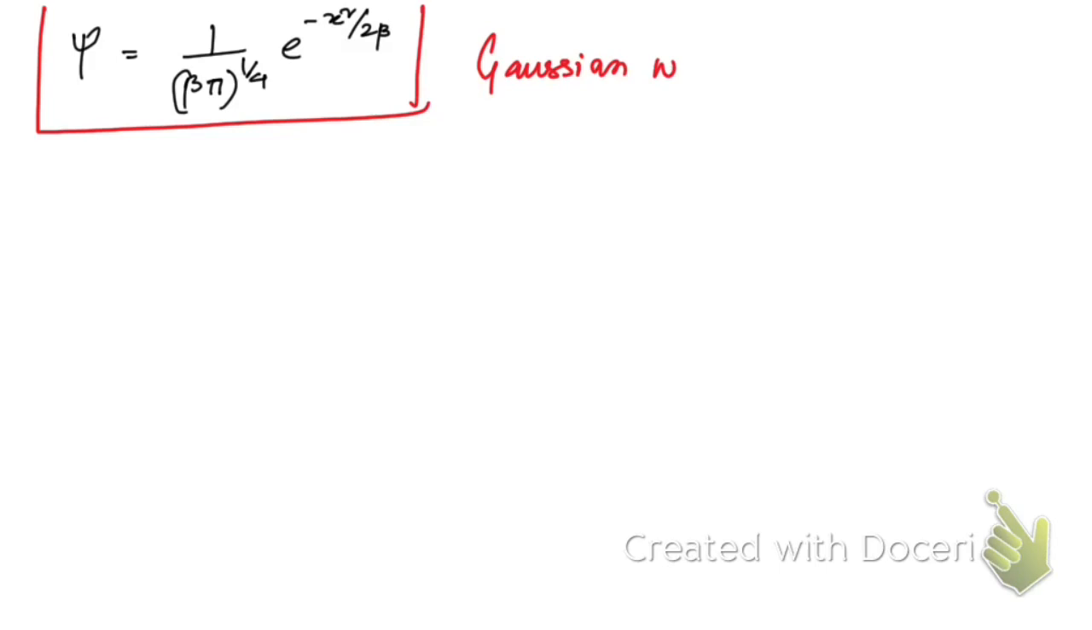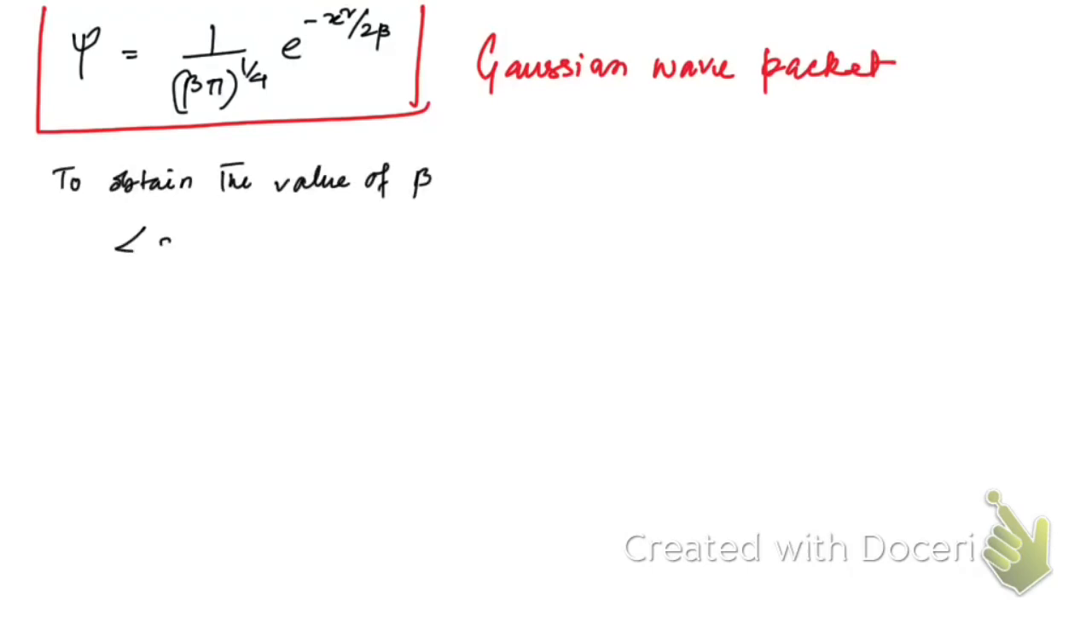Expression for Gaussian wave packet. So to obtain the value of beta, we're going to take the expectation value of x square, which is given by integration from minus infinity to plus infinity of psi star x square psi dx. That's how we used to find expectation value, right?